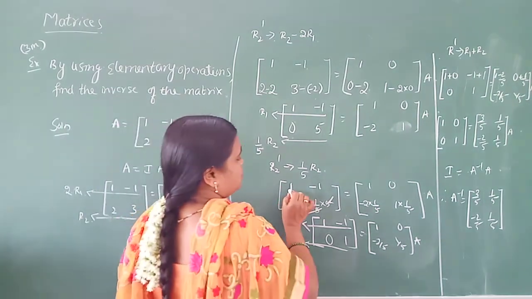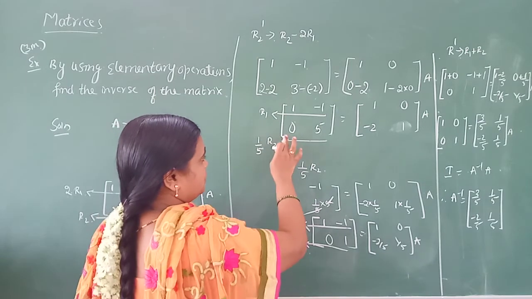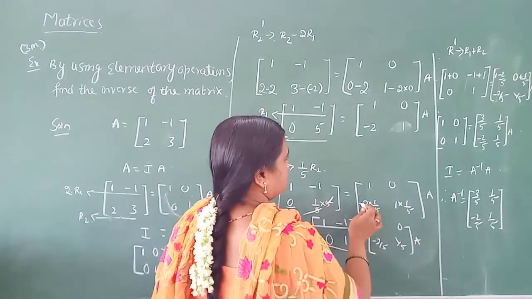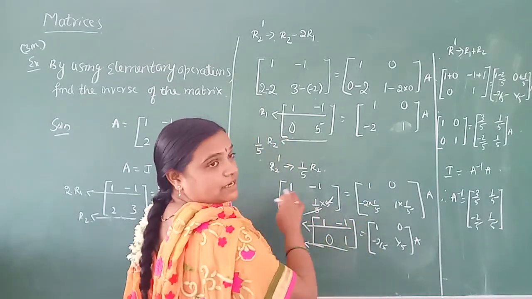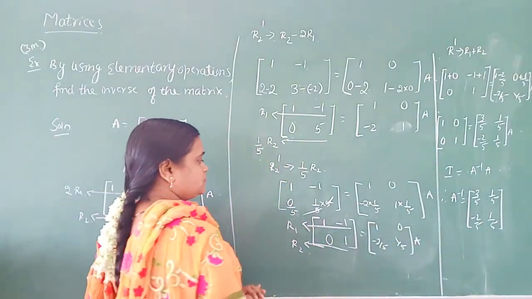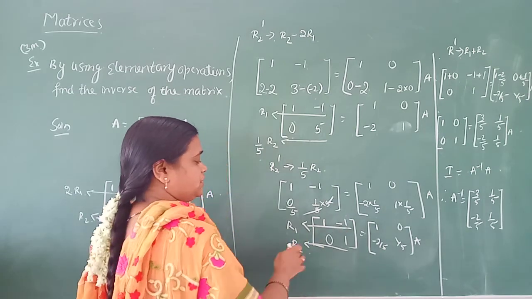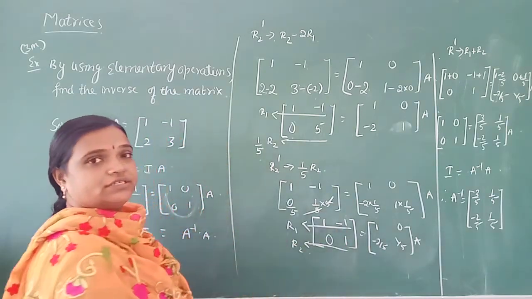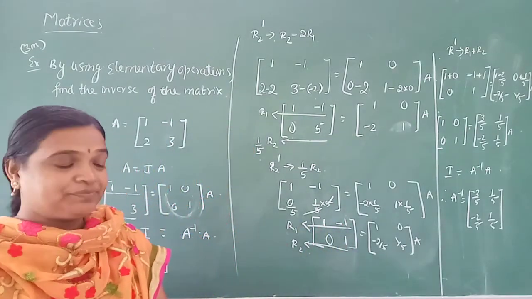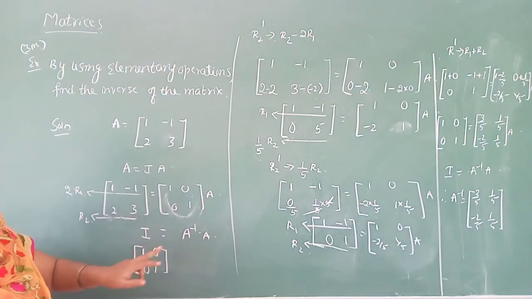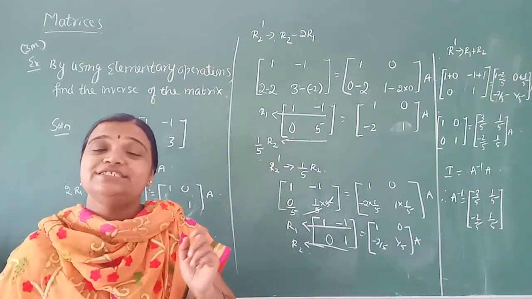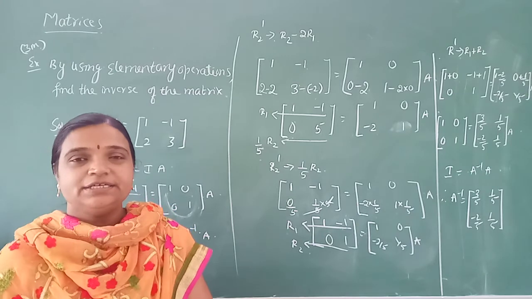Therefore, writing as it is, 1 minus 1, multiply 0 by 5. Next 1 by 5 into 5. Next 1 0, minus 2 into 1 by 5 multiply. Next 1 into 1 by 5. Next 1 minus 1 first row. Next 0 cancels with 1. See, we have done here 1 0 1. Only this minus 1 we have to eliminate to 0 so that I can get the identity matrix.